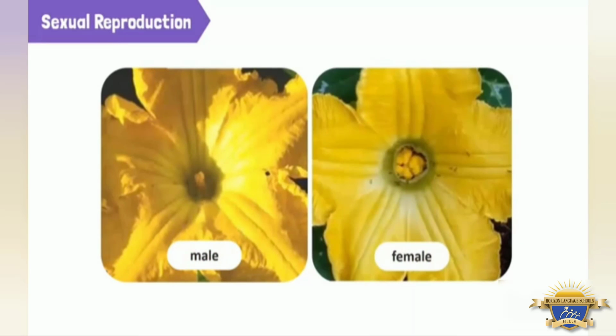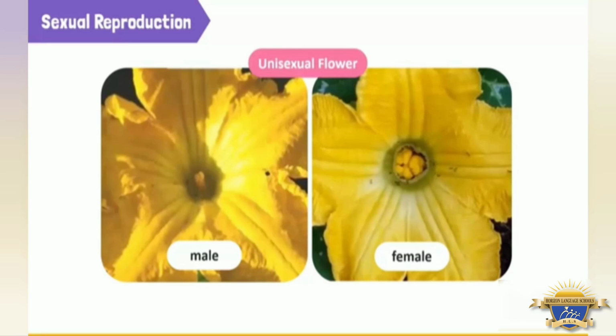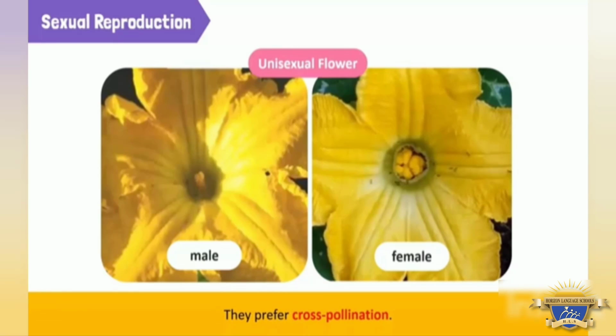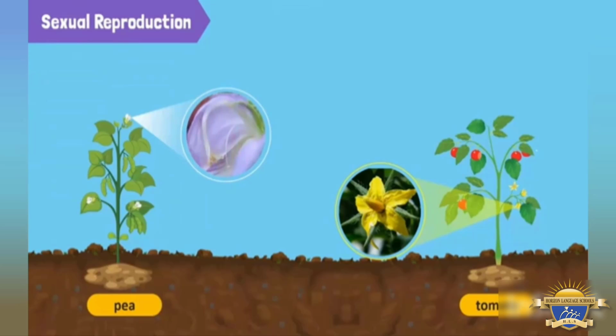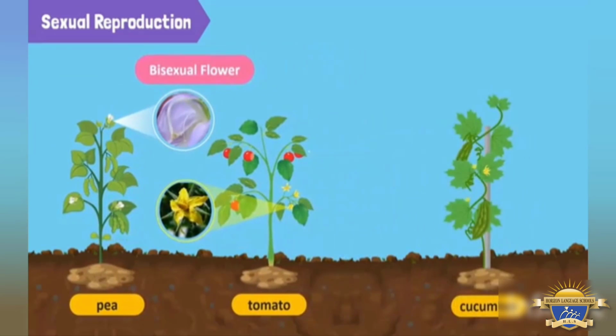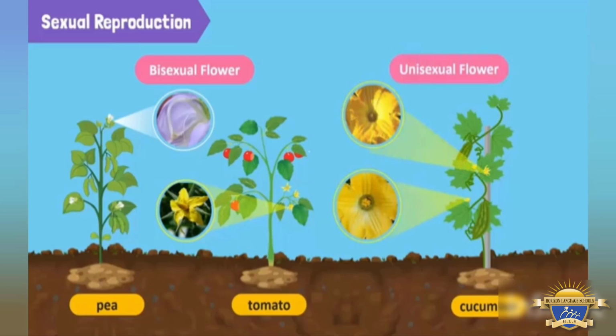On the other hand, some plant species have separate male and female flowers. Such flowers are called unisexual flowers. These flowers require cross-pollination for reproduction. For example, tomatoes and peas have bisexual flowers, while cucumbers have flowers that are unisexual.